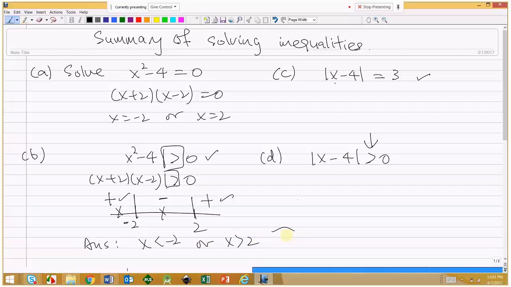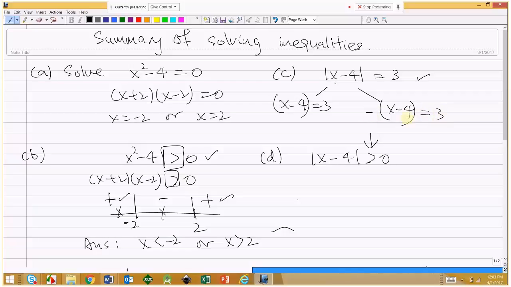Okay, then the next one, absolute value and an equal sign. What should we do? We should consider two cases. x minus 4 equal to 3. Remove the absolute sign. This is positive. The second case will be, remove the absolute sign, and here will be what? Anyone? Negative. Negative, yes.